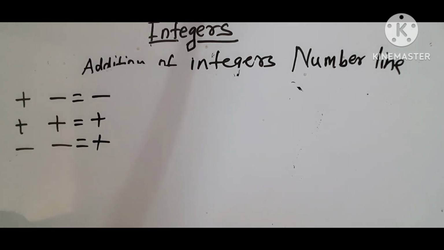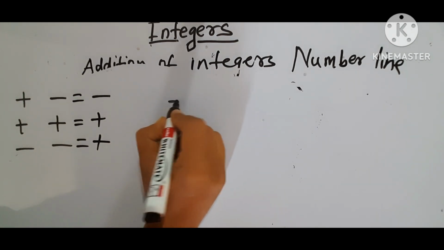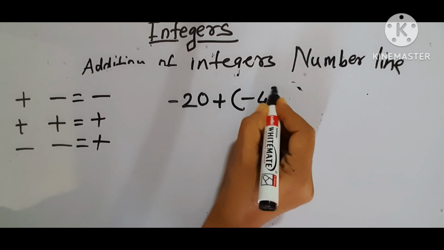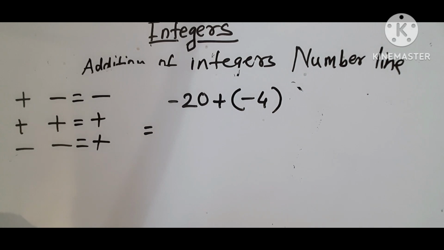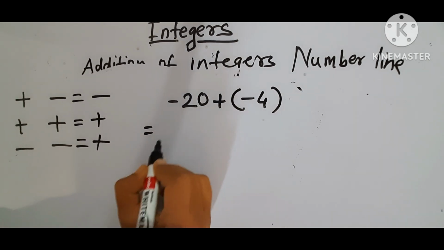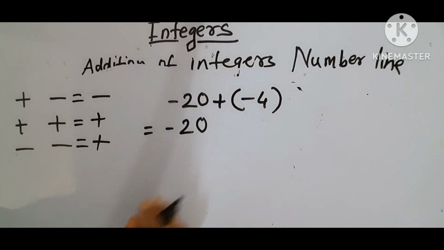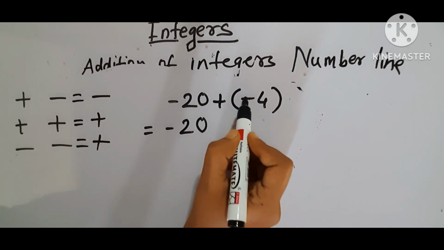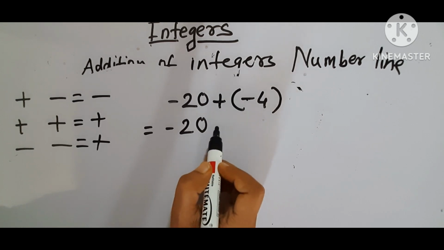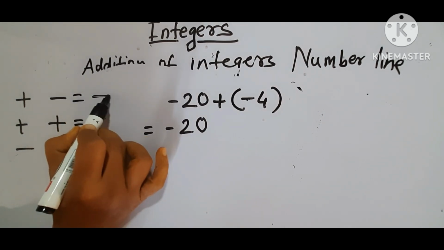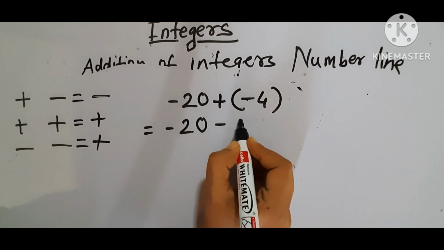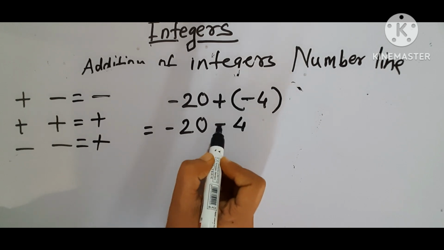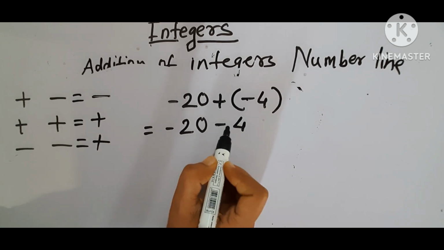Now let's take one example. Suppose we have to do minus 20 plus minus 4. Now how will we solve this problem? Okay, so what we'll do is minus 20 is as it is. Now here it is plus minus 4. What we know is plus minus, opposite signs, we get the sign minus. Okay, so what we'll do, minus 20 minus 4 here. Plus minus is minus, so minus 20 minus 4.